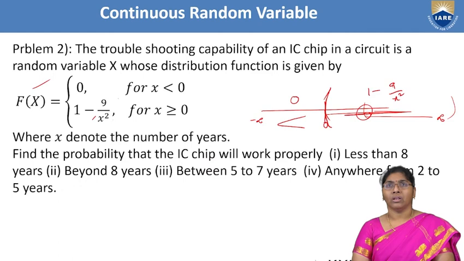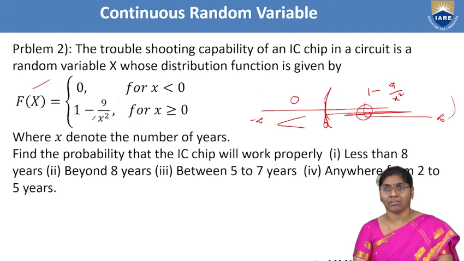So, the troubleshooting capability of the IC chip circuit: randomly arranging the work, for how many years it will work. Using probability, first we calculated less than 8 years, then beyond 8 years, between 5 to 7 years, and anywhere from 2 to 5 years. We calculated all of them, which completes the arrangements.